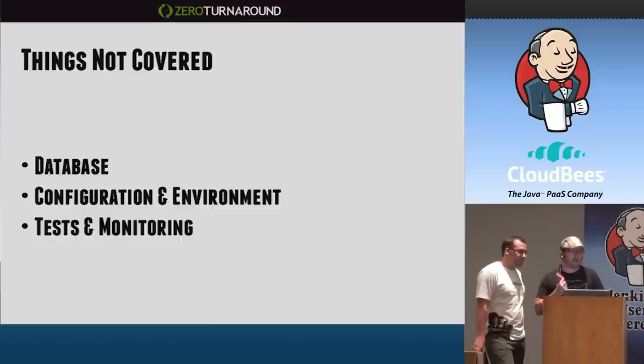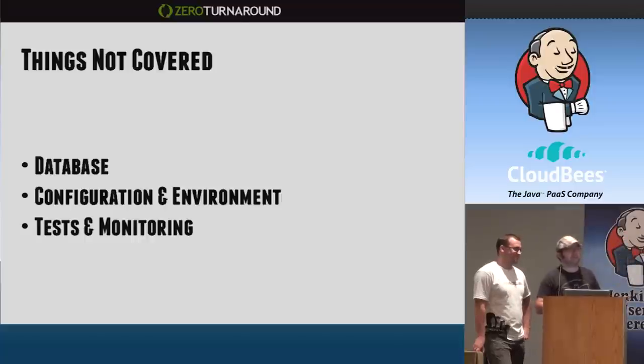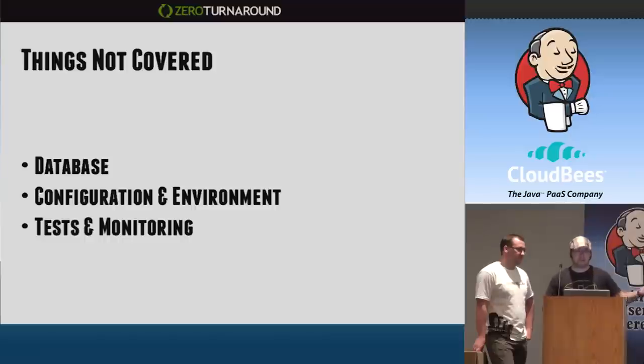Another thing is configuration and environment management. This was all done manually here. We configured the Tomcats, the ports, et cetera. So you could use something like Chef or Puppet for provisioning the servers. And then tests and monitoring. Our tests were very simple. We actually didn't have any tests. The jobs just pulled the artifact down and we said yes. And then monitoring. These are all things that you need to add to your pipeline.